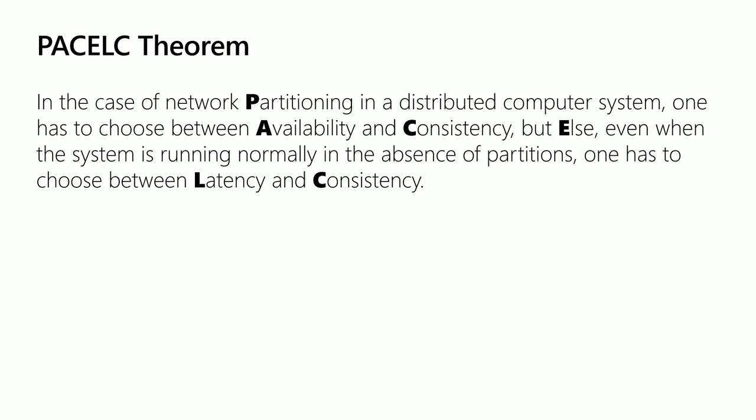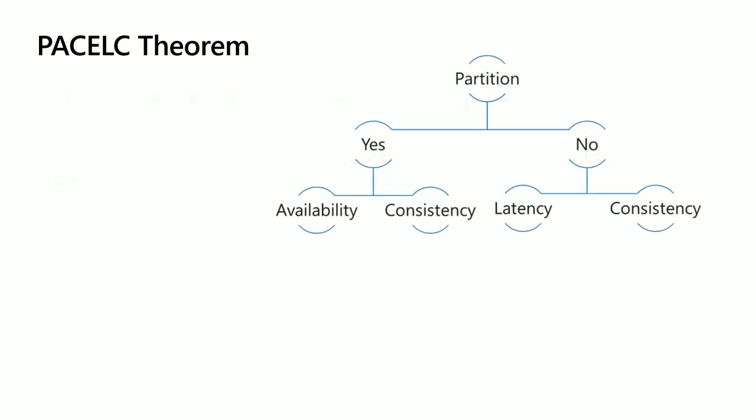But even when the system is still running normally, so in the absence of partitions, I still have another choice I have to make between latency and consistency. So what does that look like? Well, it looks like this. On the left side, I've got CAP theorem, and I have a network partition in the system. And the two choices I have to make are between availability and consistency. However, even if my network is working, I still have this choice of latency and consistency.